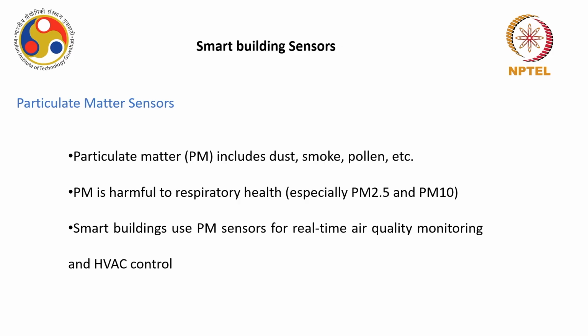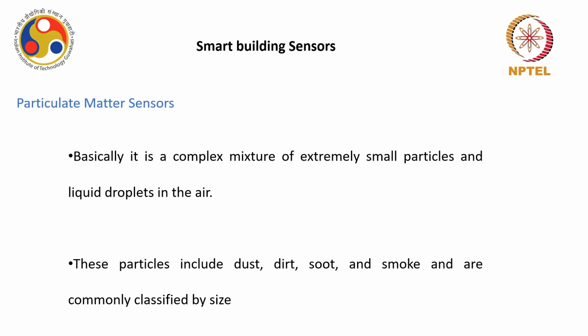Then another kind of devices which are very much essential for a smart building application are particulate matter sensors or PM sensors. So the particulate matter PM includes various things, including dust, smoke, pollen, etc. This PM is harmful to respiratory health, especially PM 2.5 and PM 10. Smart buildings use PM sensors for real time air quality monitoring and HVAC control.